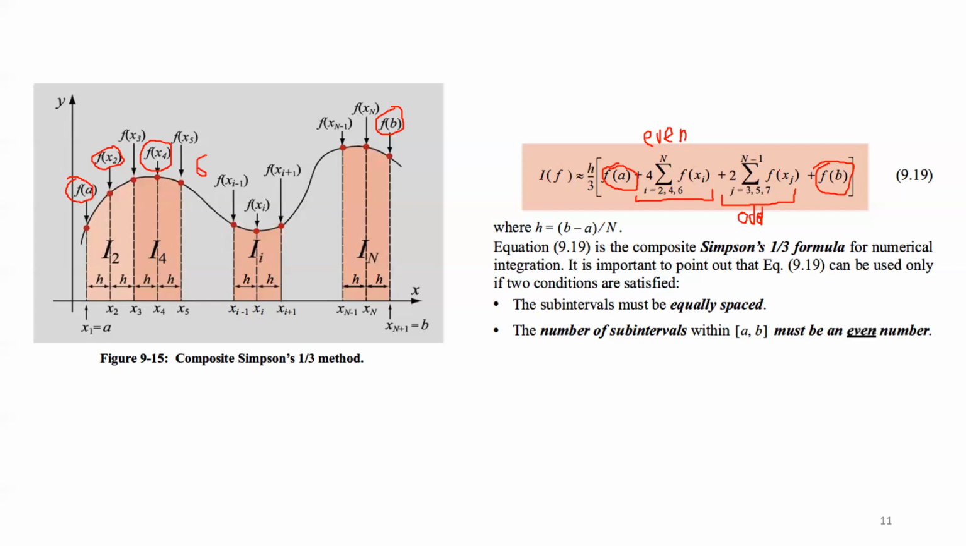So we have some scalars here. We're going to multiply by 4. We're going to multiply by 2. Okay. Any questions about that?